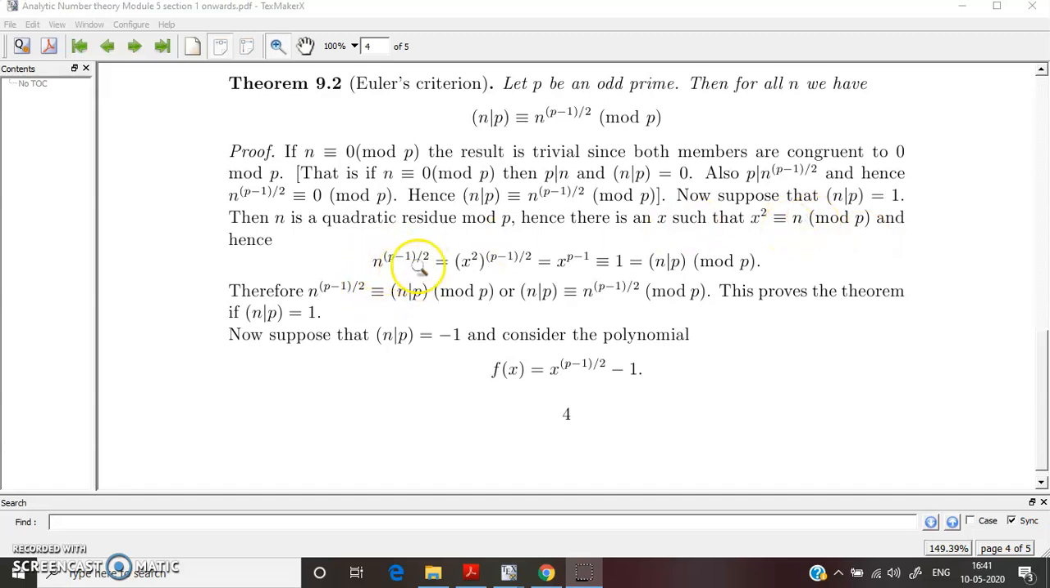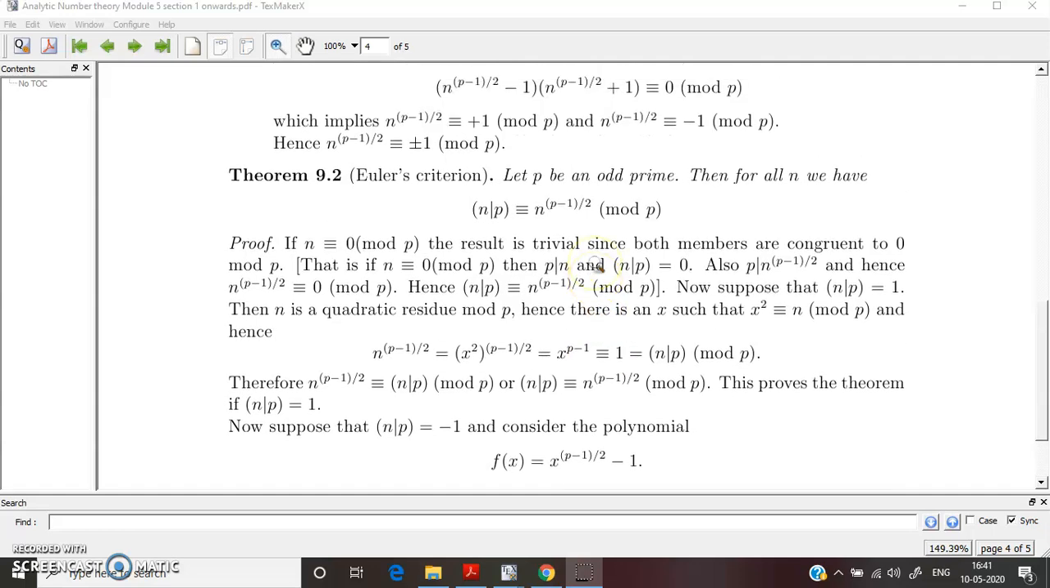Now we want to find n raised to (p minus 1)/2. That will be x squared raised to (p minus 1)/2. When you simplify this term, you get x raised to p minus 1, since the 2 and 2 cancel. That is congruent to 1, because x raised to p minus 1 is congruent to 1 by Fermat's little theorem.